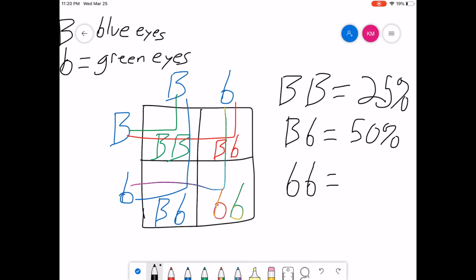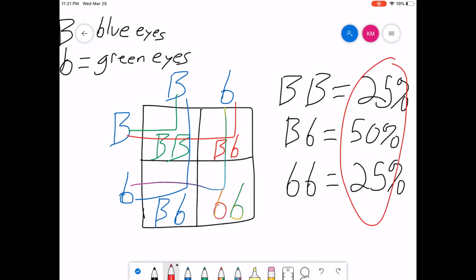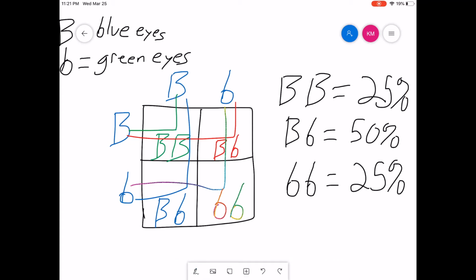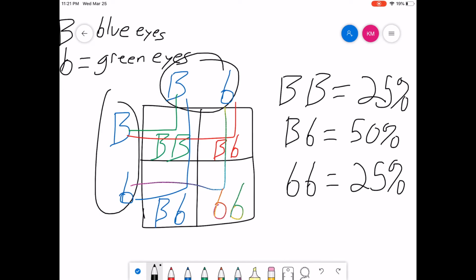And last but not least, we have small b, homozygous. We do have a homozygous recessive individual possibility here, and that is 1 out of 4 squares, so that is yet again 25%. These calculations should always add up to 100, so if you don't get to 100, you probably did something wrong. In this case, we do indeed add up to 100, so we're good to go. So these are the possible genotypes that can result from, again, these 2 individuals.